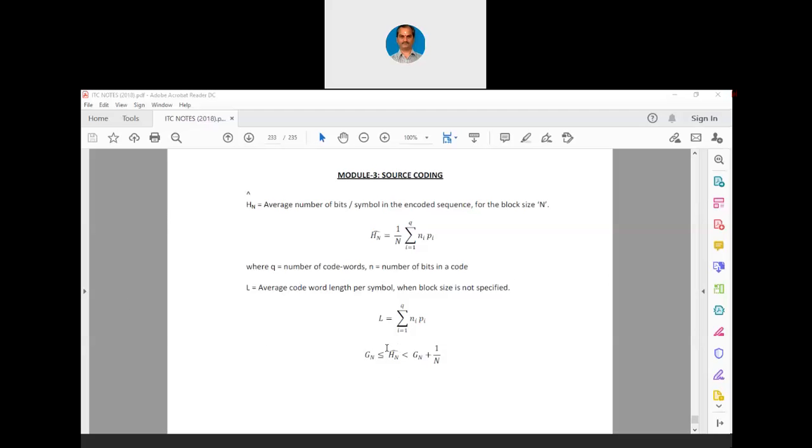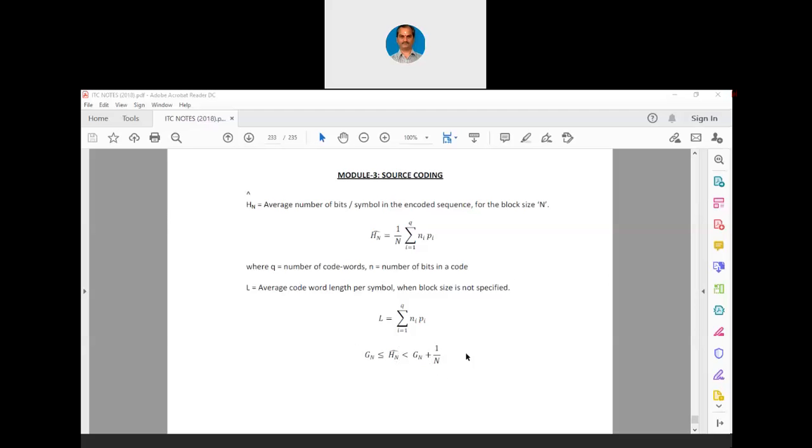Now what does this mean? It means that the average number of bits per symbol in the encoded sequence will be actually greater than or equal to the total information content in that sequence itself. And it will be less than the information content in that sequence plus 1 over n.